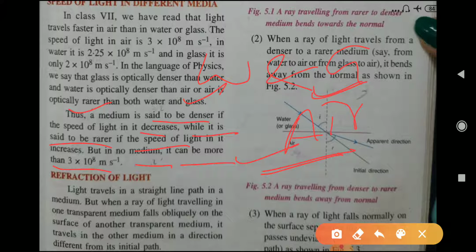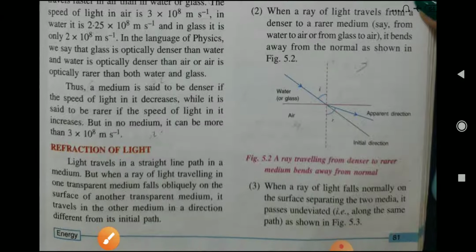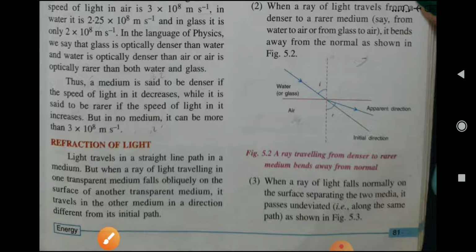Now, what is refraction of light? You have already studied about reflection of light. Now, in this chapter, we will study about refraction of light. Light travels in a straight line path in a medium. But when a ray of light traveling in one transparent medium falls obliquely on the surface of another transparent medium, it travels in the other medium in a direction different from its original path.